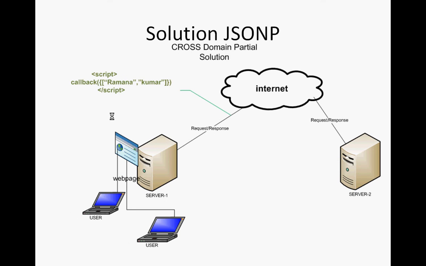If you see the third picture, here is a script and there is a callback, then a bracket opens, the JSON response is there, then a closing bracket and after that the closing script. That means the callback is a variable. Server 1 can send a variable, the callback variable, to server 2, and server 2 will use the callback variable at the time of sending the response. It wraps that response with the callback variable, puts it in a script tag and sends it to server 1. Then server 1 receives the data and processes it. That is the ultimate solution.